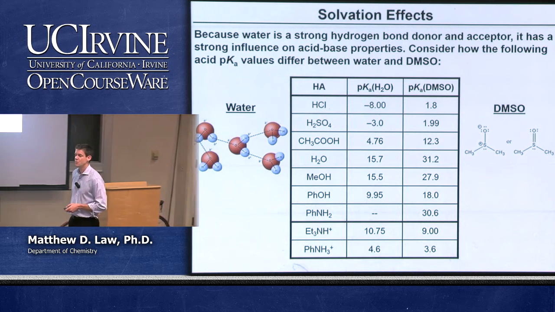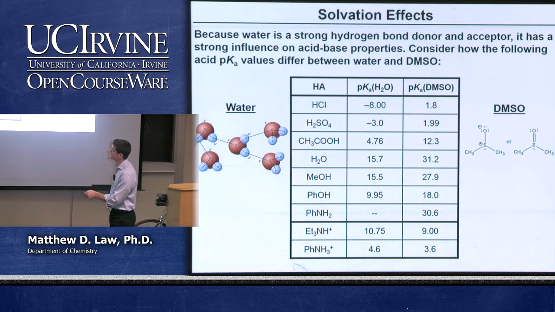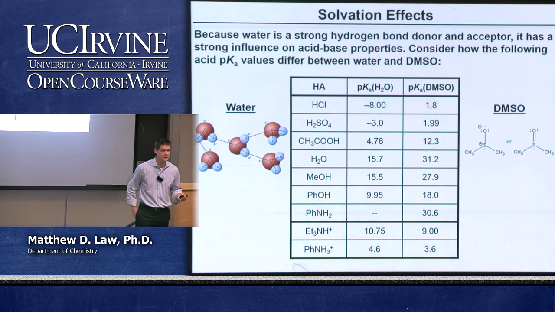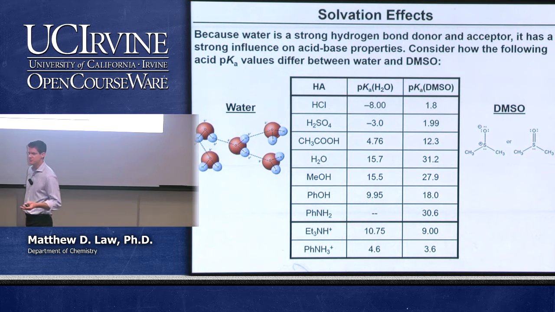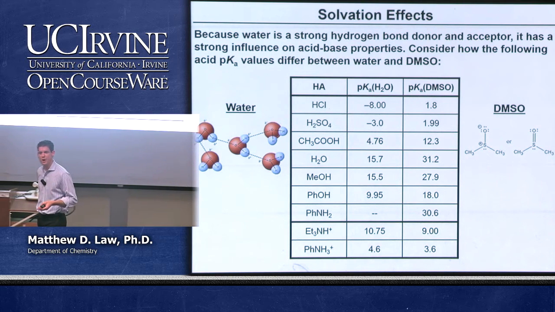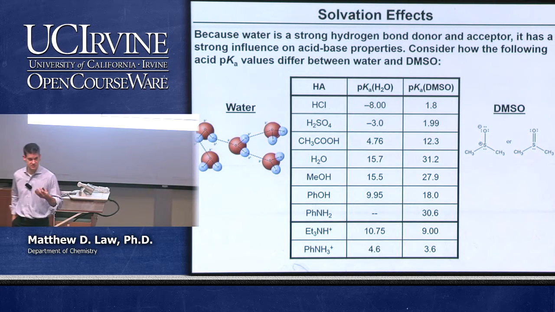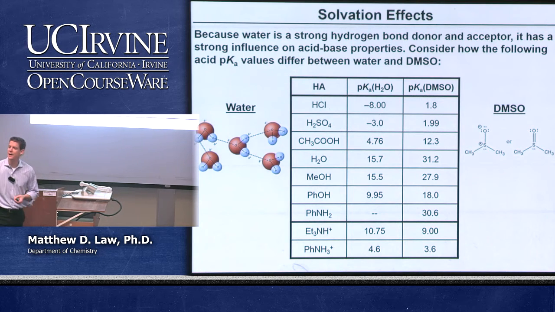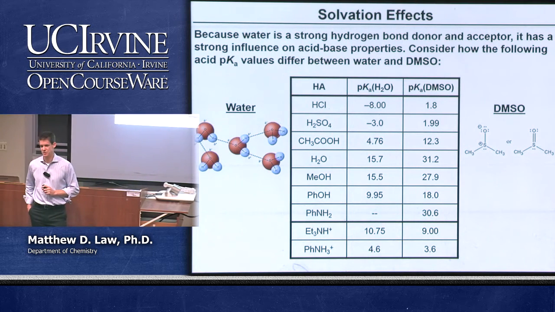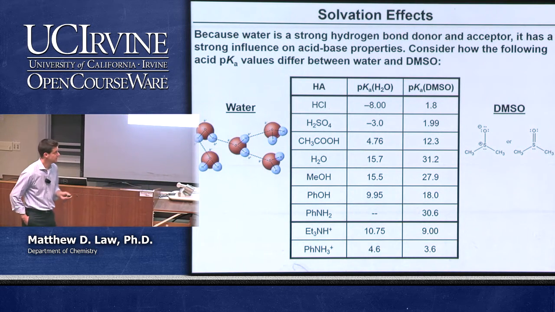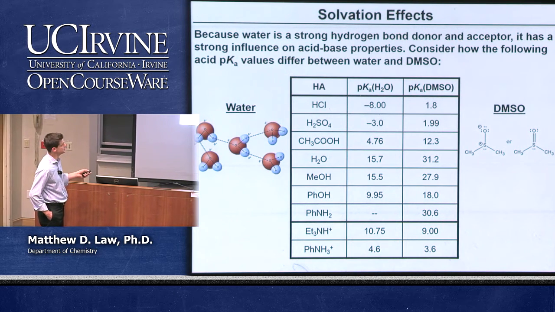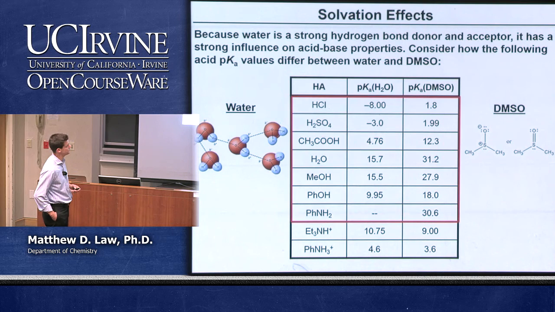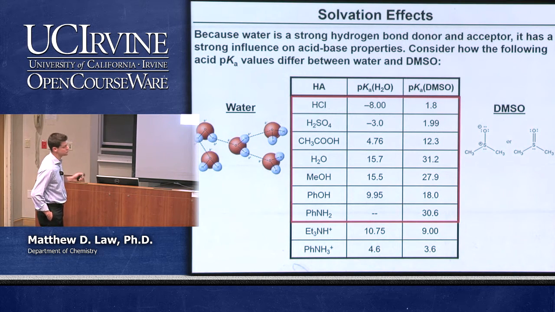Why is that? Well, when we deprotonate any of these species, we generate an anion, and it has to do with the stability of the anion in these two different solvents. Water can hydrogen bond to the anion and can stabilize it, but DMSO cannot hydrogen bond to the anion, and so it can't stabilize it nearly as well. That's one of the major, perhaps the major, driving force for the difference between the acidity in water and DMSO. Okay? So that explains the neutrals.